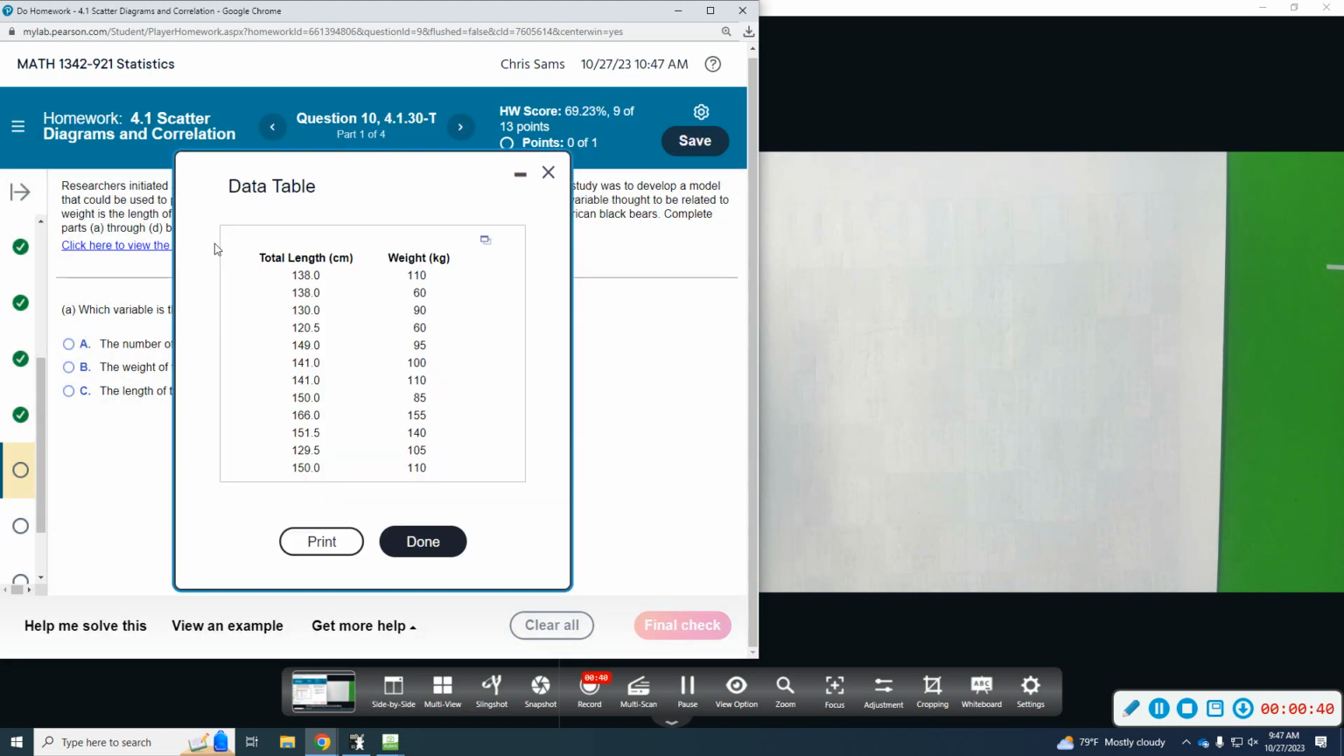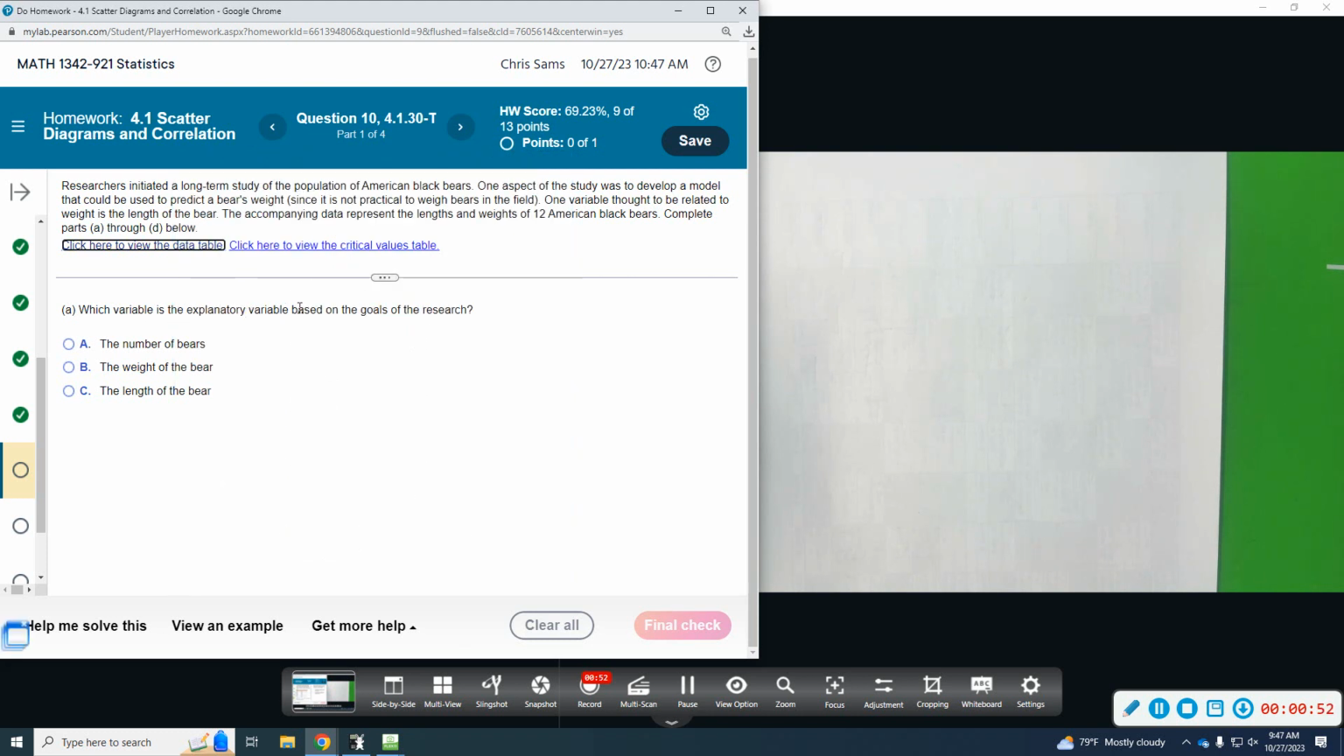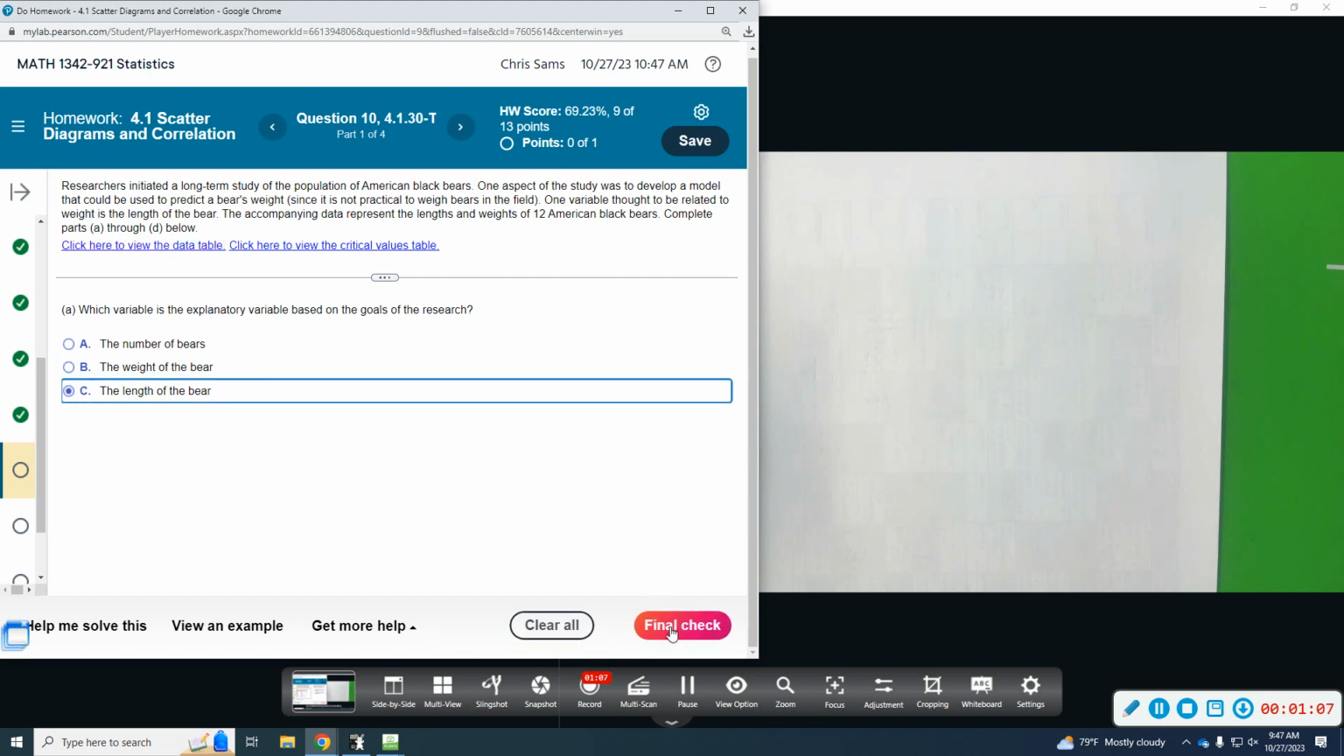So we have a table, total length, and the total weight. So it looks like we're using the length to explain the weight. Explanatory, response. Which variable is explanatory based on the goals of the researcher? So they want to predict the bear's weight. So that's going to be the response. The length is going to be the explanatory. That's what we're using to explain it.